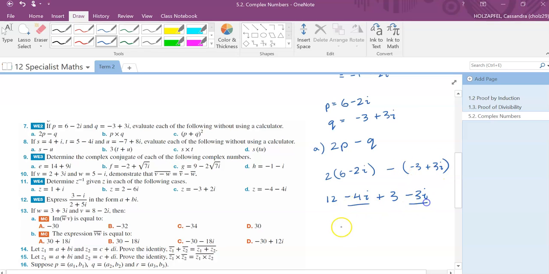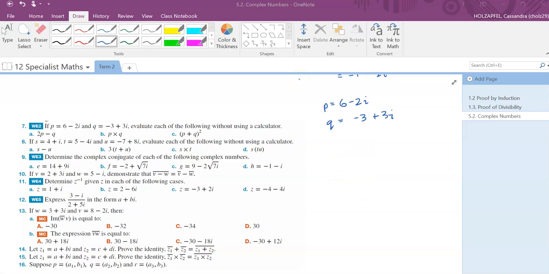Then I'm going to collect my like terms. I'm going to collect my real components, and I'm going to collect my imaginary components. So 12 and 3 is going to make 15, and then negative 4i and negative 3i are going to make negative 7i. Okay, let's do another example. I'll just clear this one and I'll come back.